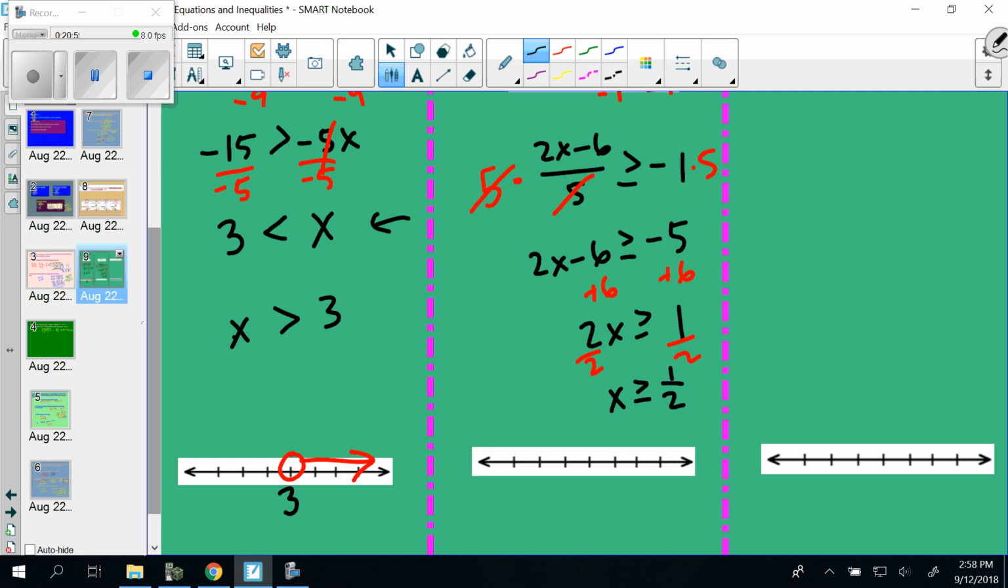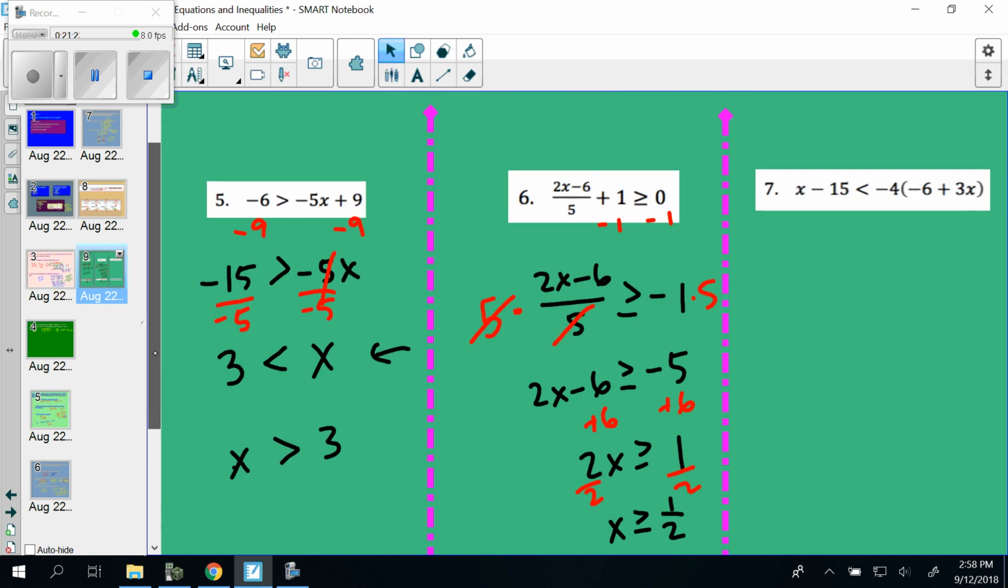So now on our graph, label where 1/2 would be. Sometimes maybe if you got halves like this, you could go like 0, 1, and just go every other. So half would be right here. We'd want to fill this circle in because it's equal to. Numbers greater are going to be to the right.